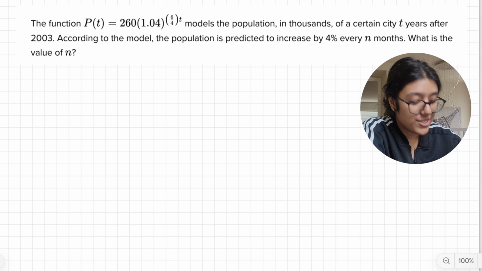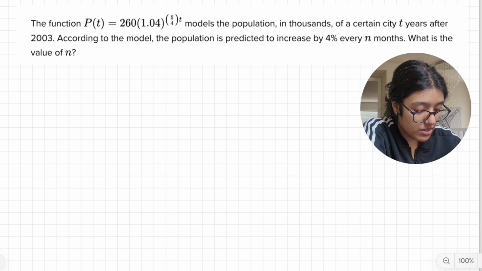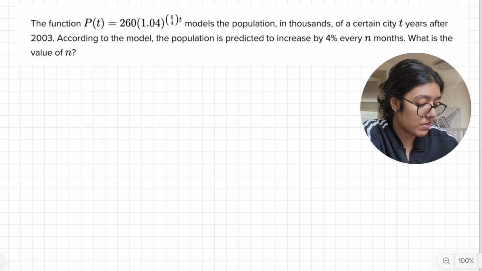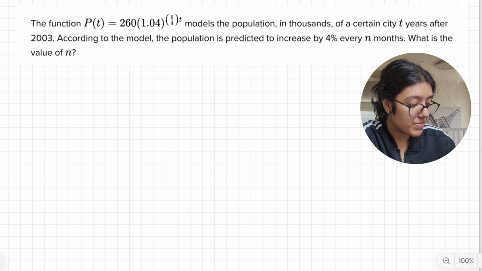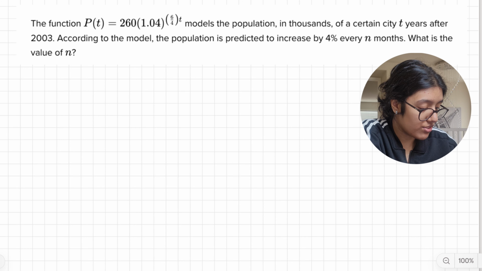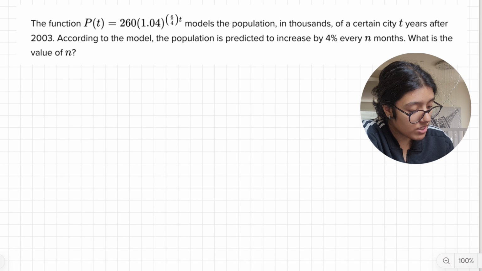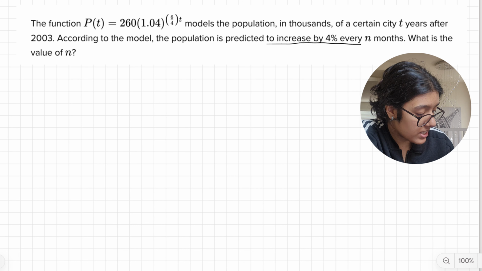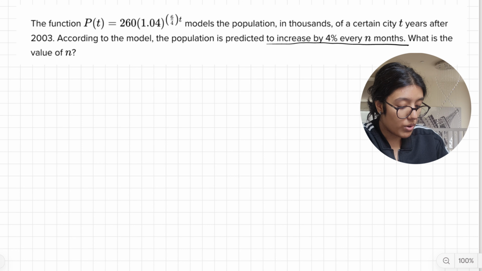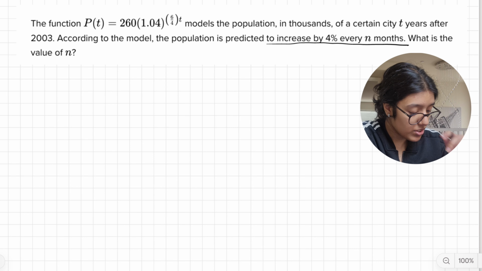All right, so going on to our next problem: the function p of t equals 260 times 1.04 to the power of 6 over 4t models a population in thousands of a certain city t years after 2003. According to the model, the population is predicted to increase 4% every n months. What is the value of n? So once again, I'm going to walk through the solution.